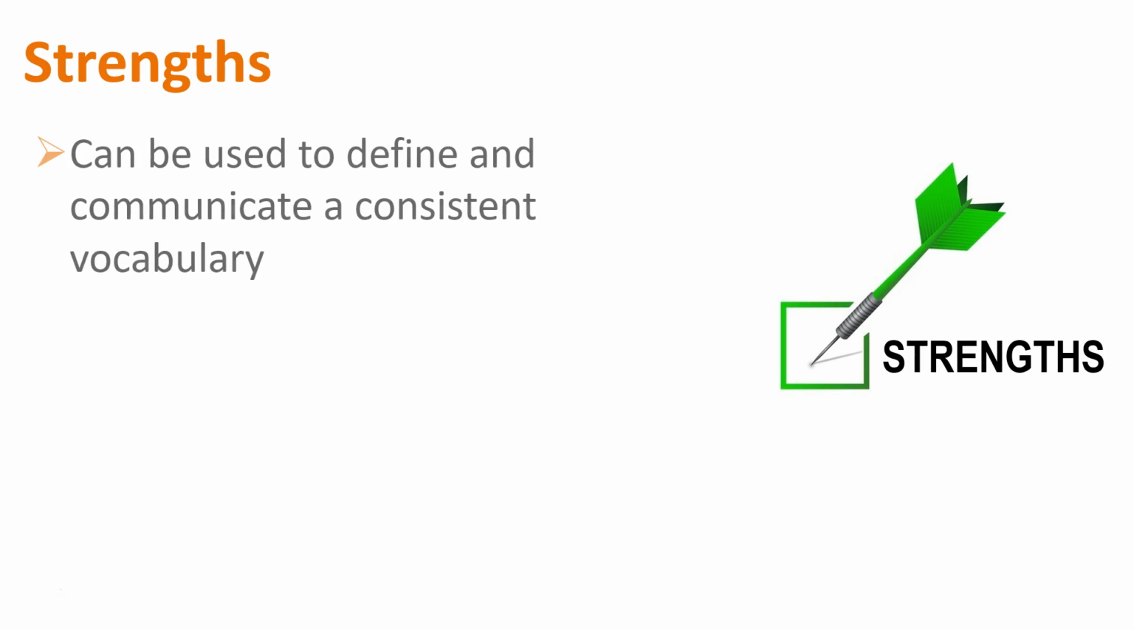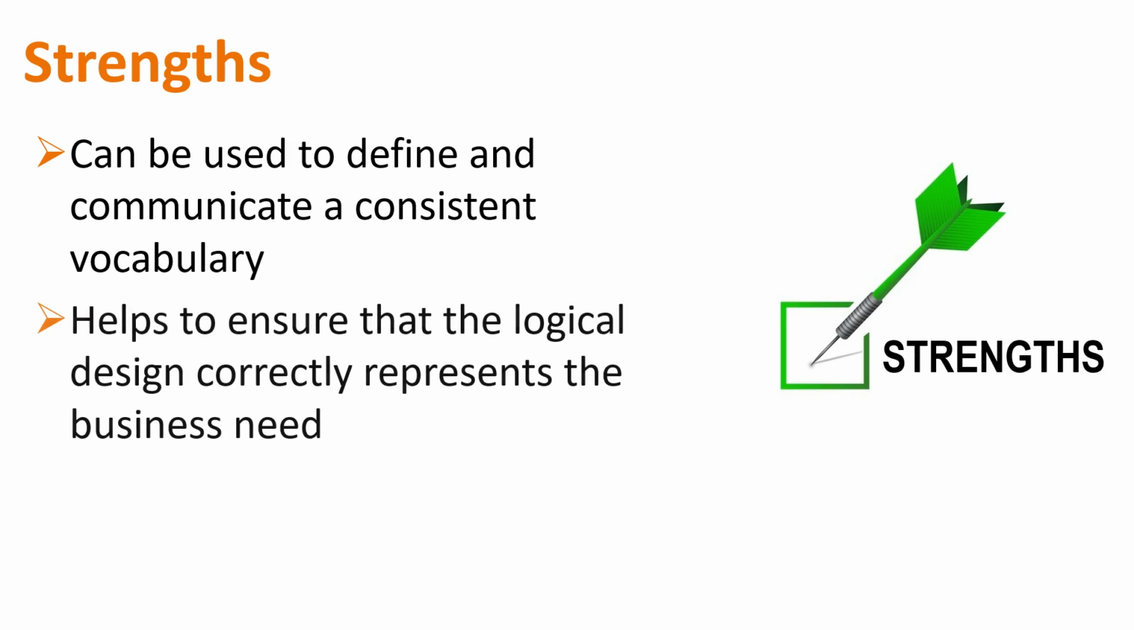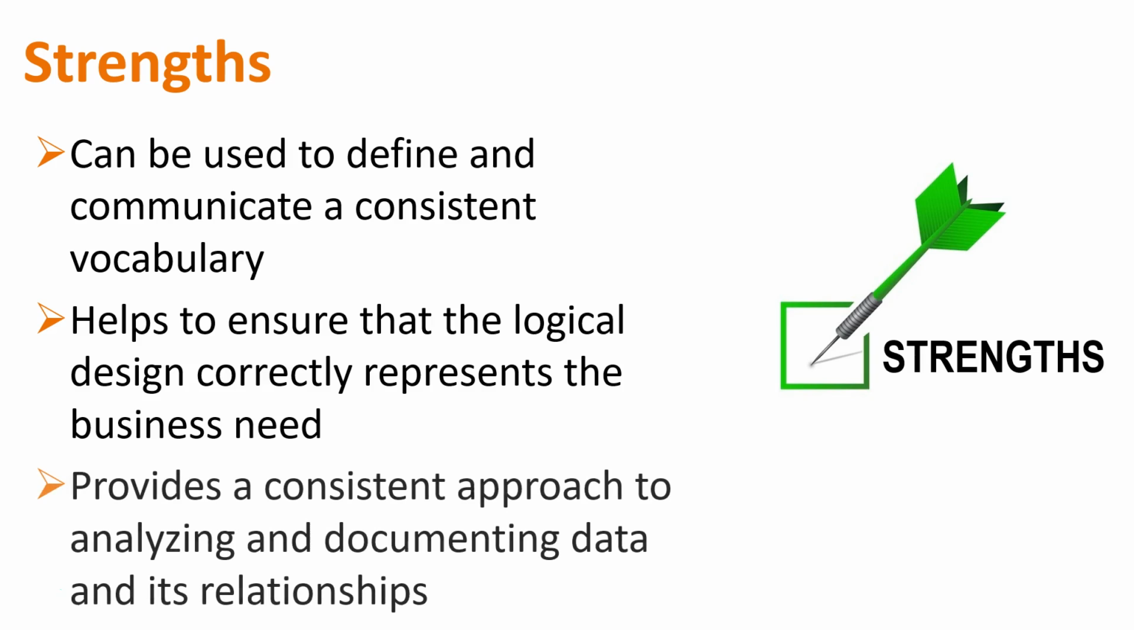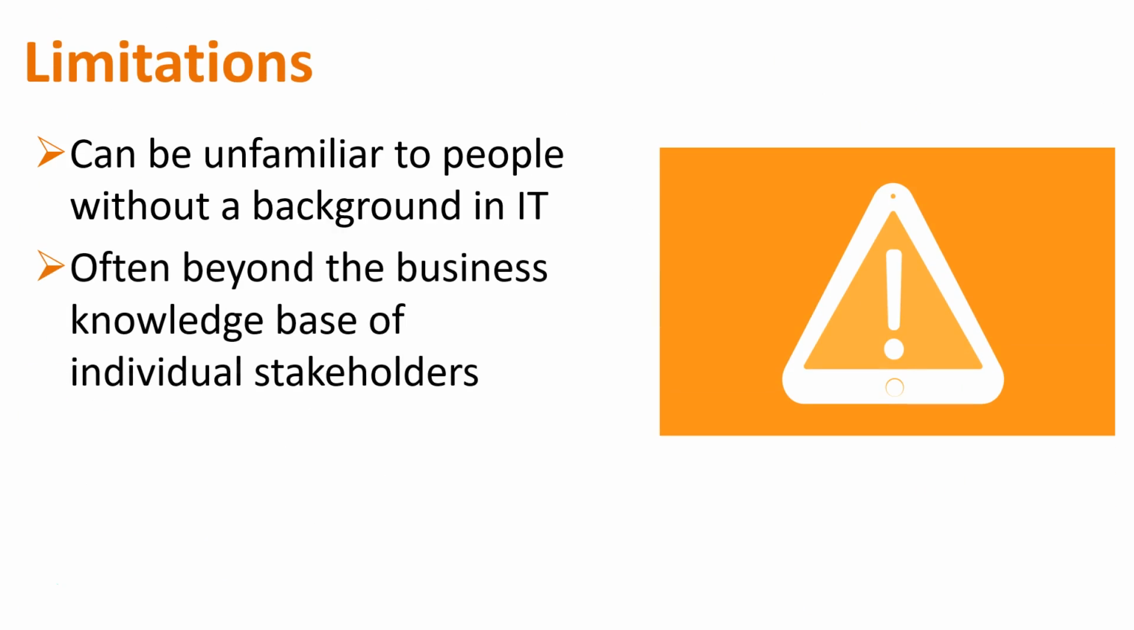Okay. Now, what's good is it can help us really communicate easily what is the data, how does it relate, what does it mean to the business. There's nothing as good as this to do that. And it will provide a consistent approach to analyzing data and the relationships. Now, the limitations are that people that don't understand what they're looking at are going to need your help. And it usually requires multiple people to provide good information about it.